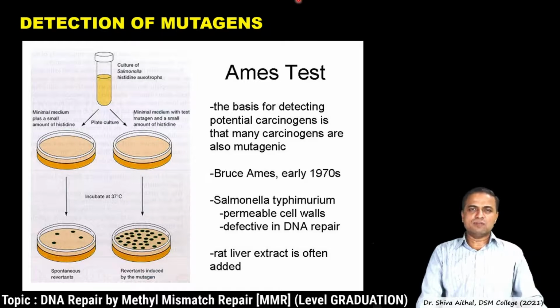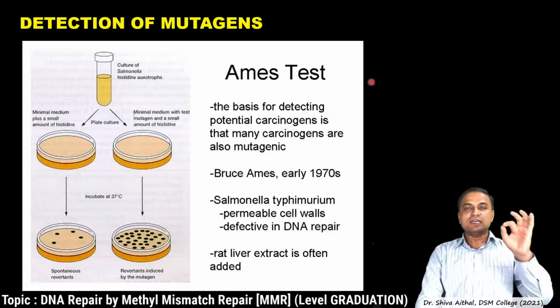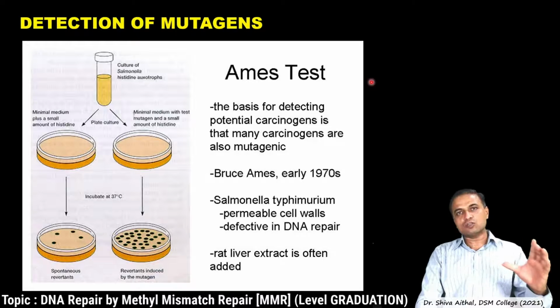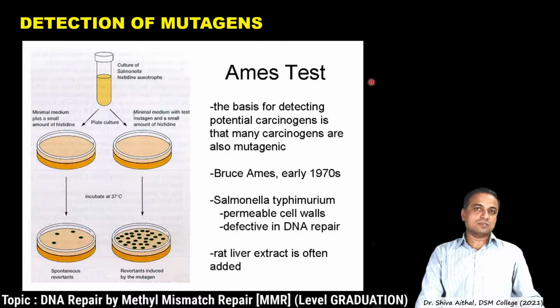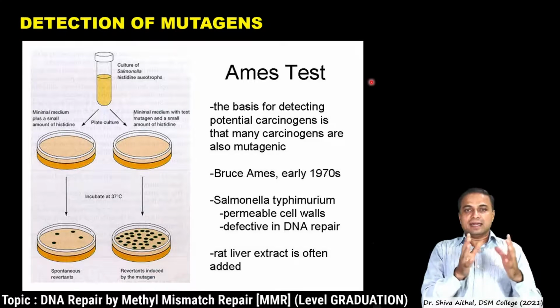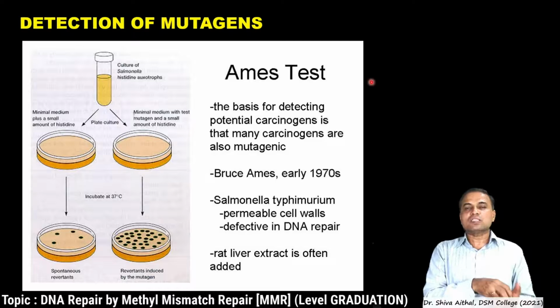So just for information, I would like to tell you, using auxotrophic mutants of Salmonella typhi or Salmonella species, it was discovered by Bruce Ames in the early 70s. It is called the Ames test for detecting carcinogens. What are carcinogens? Carcinogens are cancer causing compounds, and the whole principle of this detection is that all the cancer causing compounds are mutagenic agents. Okay, remember this statement. This is the principle of the Ames test, and the Ames test is used to detect mutagens.